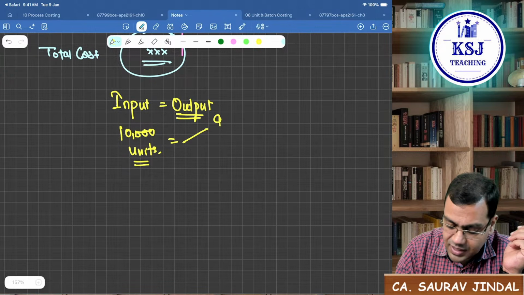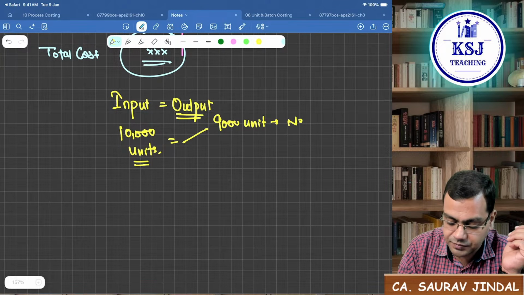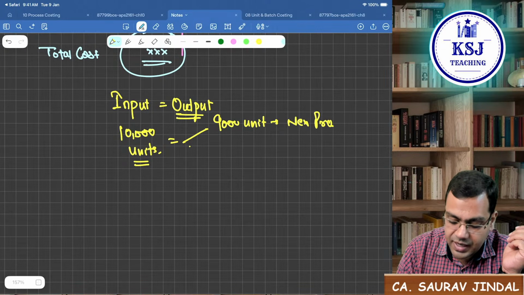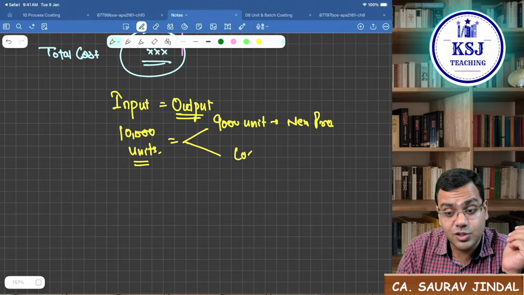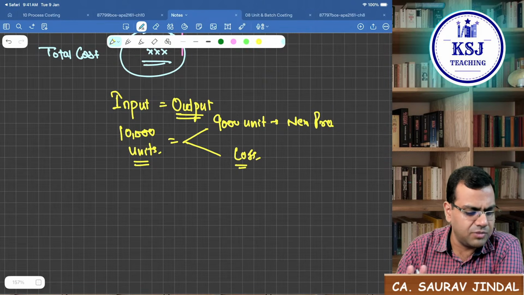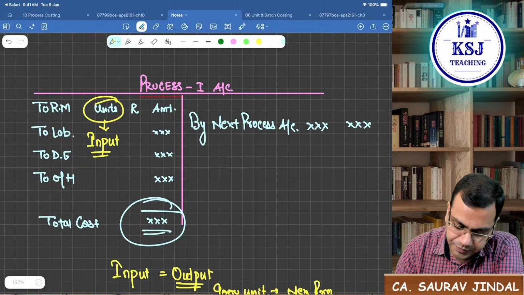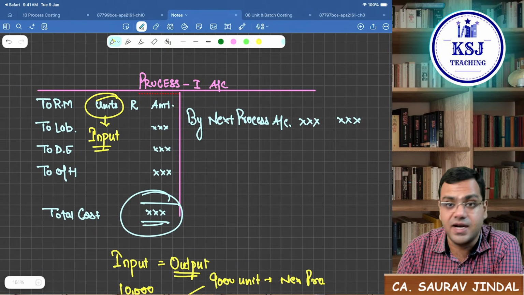Sir, out of these, 9,000 units were transferred to the next process, right? But there can be a certain loss also. So we'll talk about normal loss, abnormal loss, and everything we are going to talk about. Clear? This is the process 1 account.